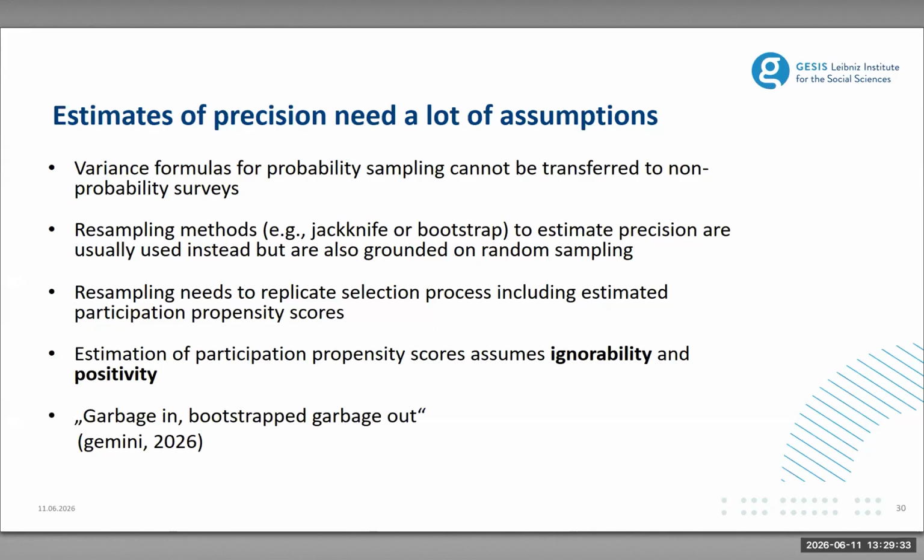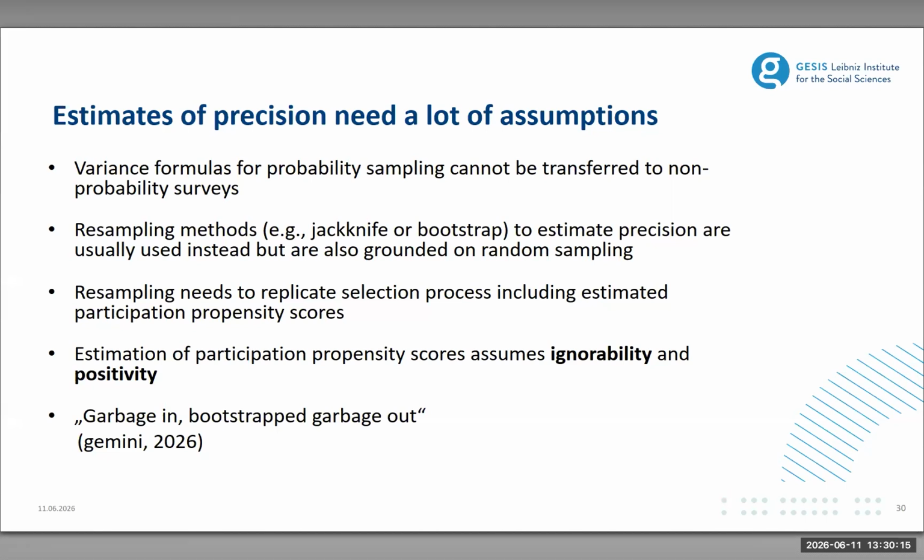And if you want to bootstrap and get a really valid estimate for precision, we need to include all the selection steps in this bootstrap algorithm. So if we do that for a probability sample, for example, we would have to feed design weights in there. We need to make sure that it accounts for different probabilities to be selected. And we can do that for non-probability surveys as well when we use estimations of propensity scores derived from other surveys.